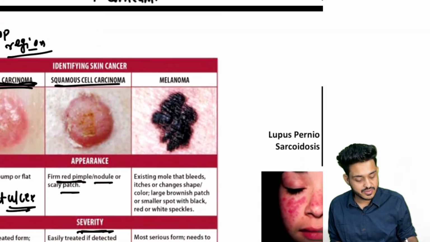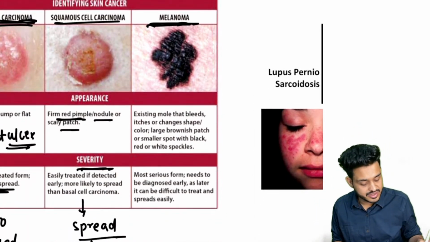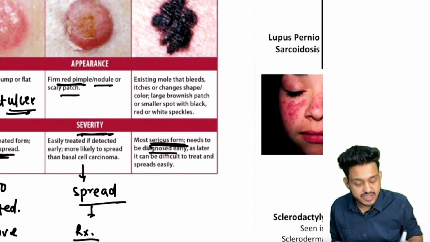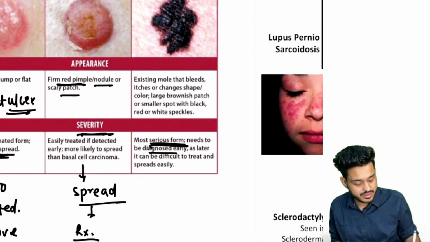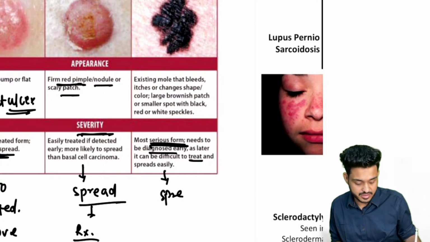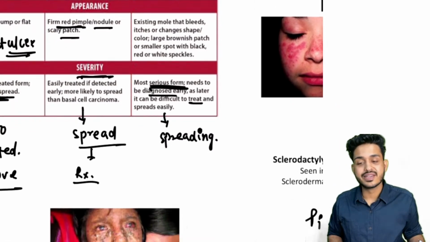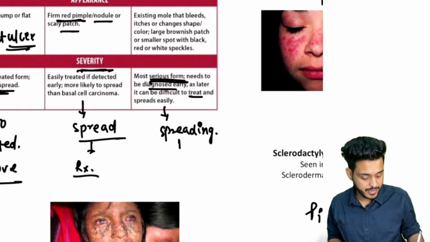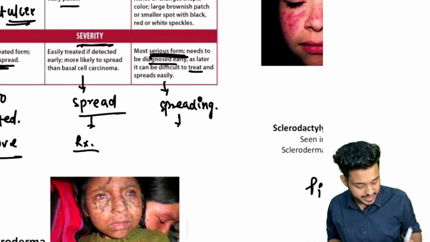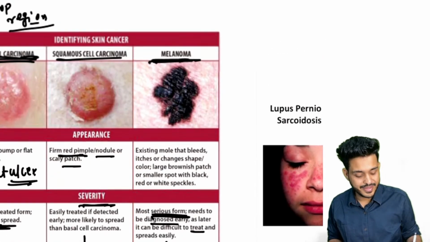Okay, this one is your malignant melanoma. Malignant melanoma is a dangerous situation. This is the most serious form, and it needs to be diagnosed early and treated early, because it will spread very fast. It will involve other organs and metastasize, giving rise to other cancers as well. So that is your melanoma.